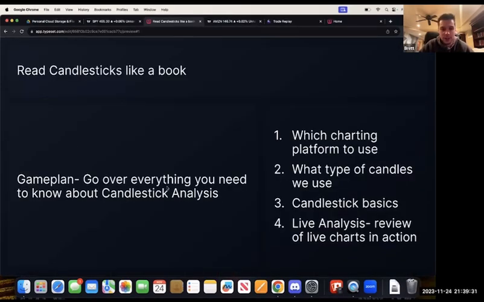So the game plan today is to go... I'm talking way too much. Introduction. Go over everything you need to know about candlestick analysis. That's the game plan for today.